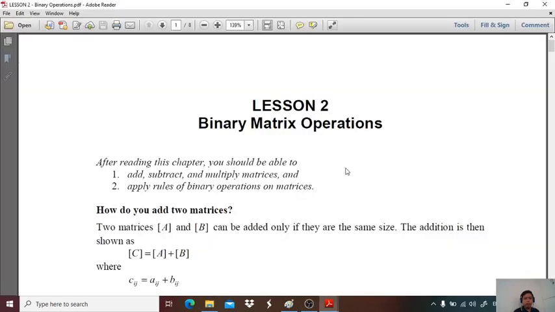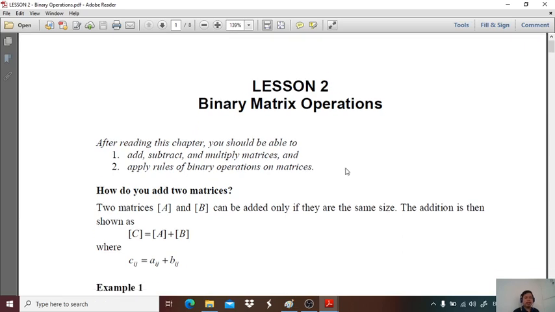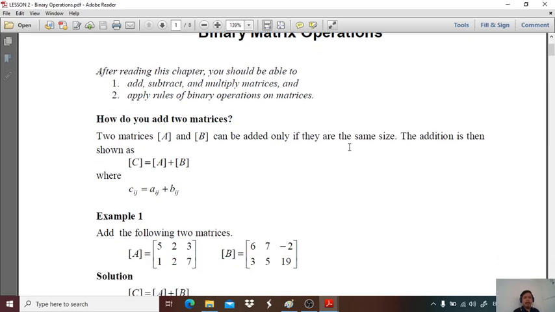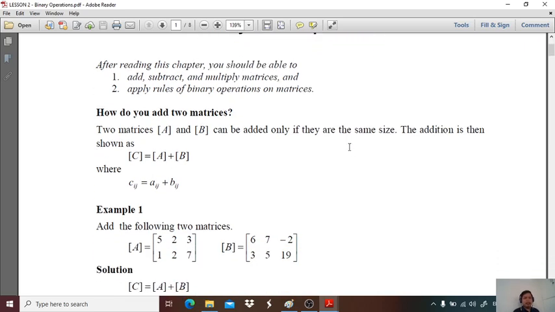So let's go to lesson 2, binary matrix operation, or using operations in solving a binary matrix. The objective of this lesson is to be able to add, subtract, and multiply matrices, applying the rules of binary operation. So how do you add two matrices?